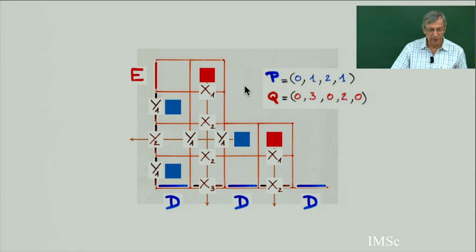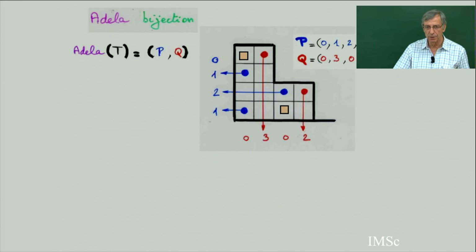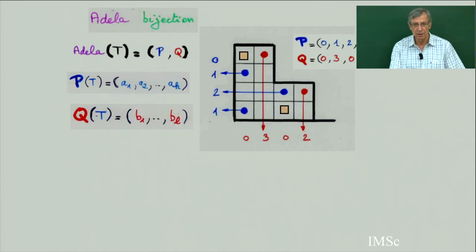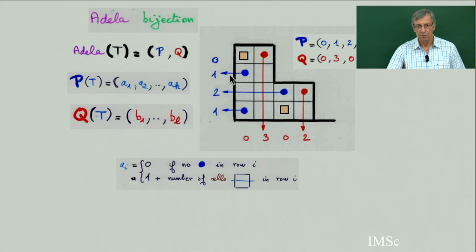So how to characterize, how to define precisely P and Q? There is an easy definition. So if this is the example of a general alternative tableau, my vector P is 1, 2, 1, 0. My vector Q is 0, 3, 0, 2.